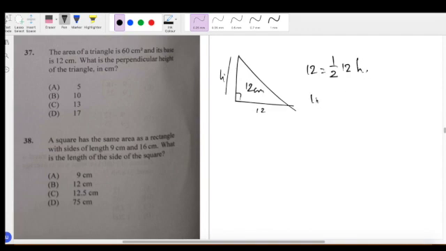So wait. Oh, the area is 60. I know something was wrong there. So I have 60 here. Area of a triangle is 60. The base is 12. So I have 60 is equal to 6h. So h will be about 10.